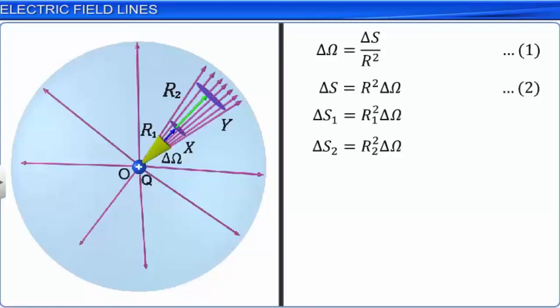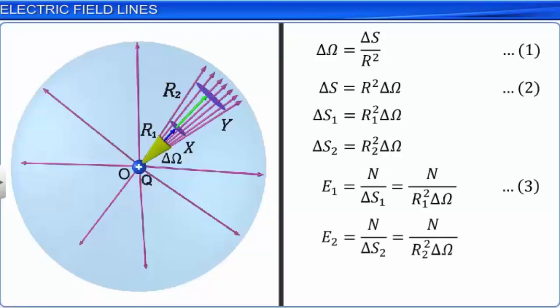the same. The number of field lines passing normal to a unit area is equal to the electric field strength E. Therefore, the electric field strength E1 at x will be equal to number of field lines per unit area at x, which is equal to n by delta S1 or n by r1 square into delta omega, using the value of delta S1. Let this be equation 3. Similarly, electric field strength E2 at y is equal to n by delta S2 equal to n by r2 square into delta omega. Let this be equation 4.